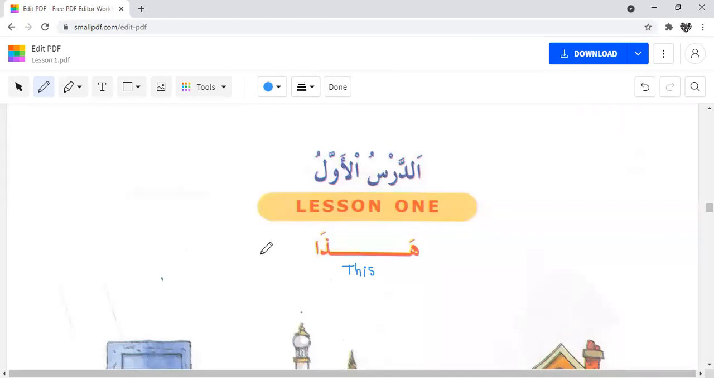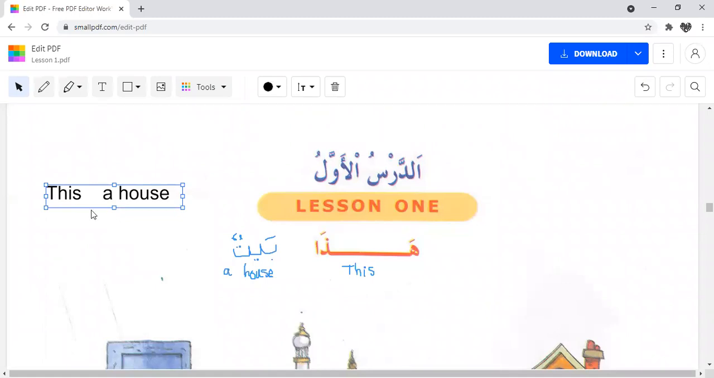So if I say hada baytun, it means hada is this, baytun means a house. It's not just house, it means a house. So when we translate it in English, it becomes this, a house. Can you see that there's something missing in the sentence? In English, we can't just say this, a house. We need to say this is a house.